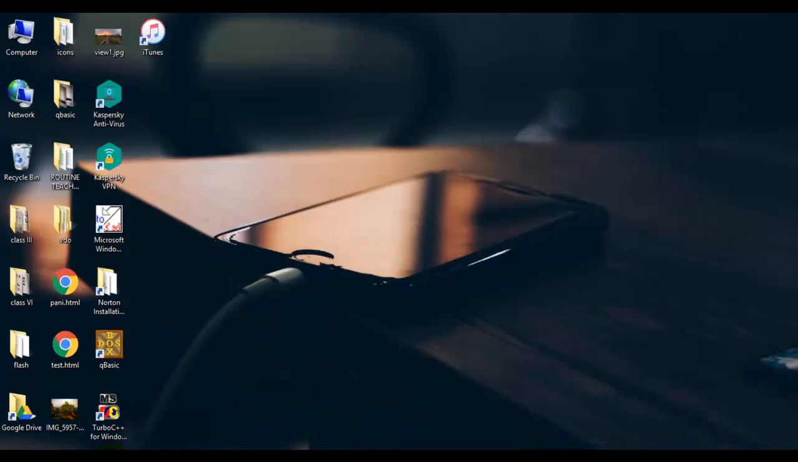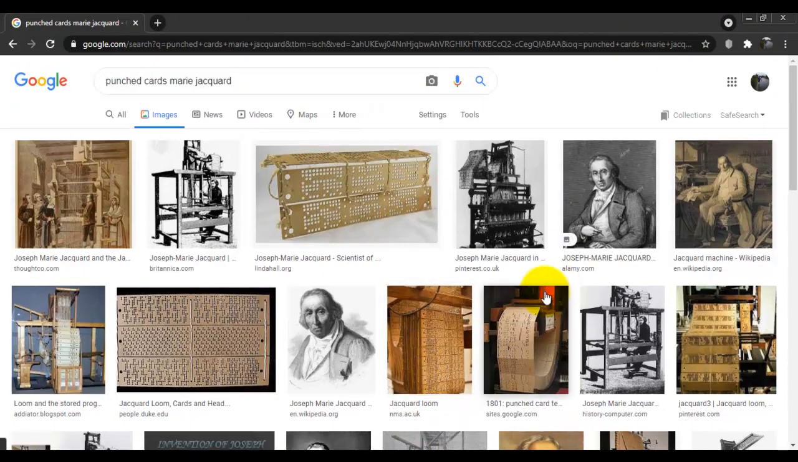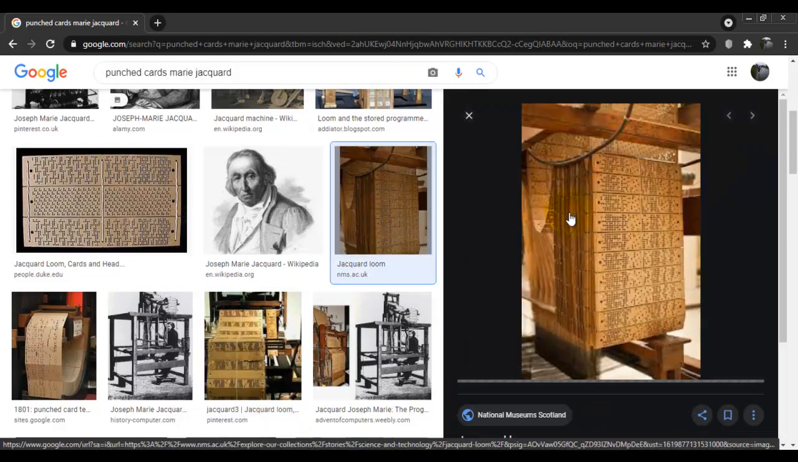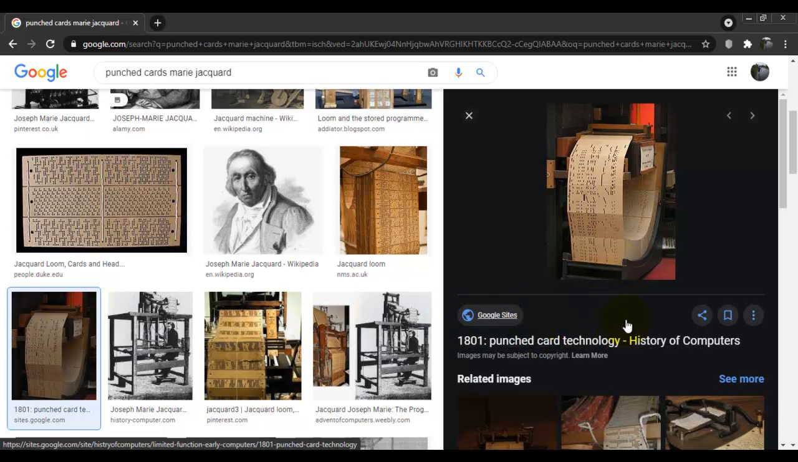I'll show you. Okay, here I searched it on Google and let's see. This is Jacquard and this is the device, I guess. This is a punch card device which has been used for calculation, and there are punch holes in this paper or metal which we use to do the calculation, in 1801.